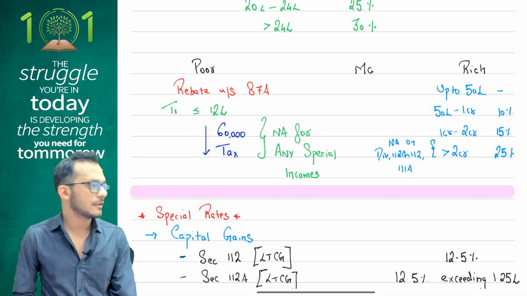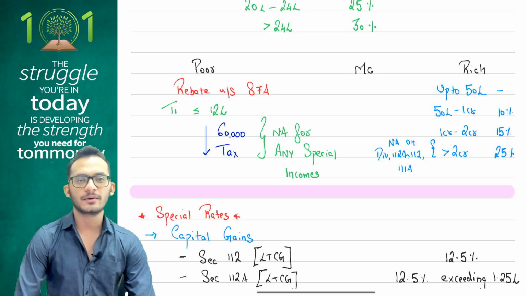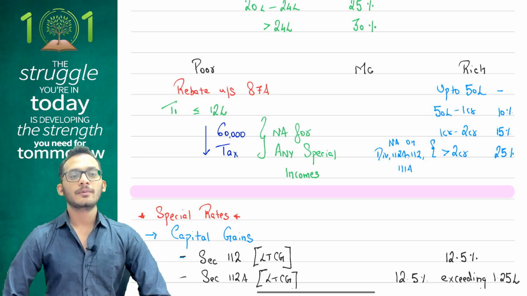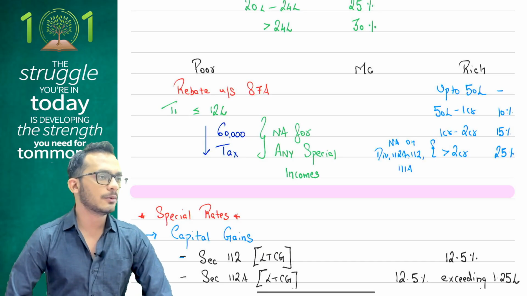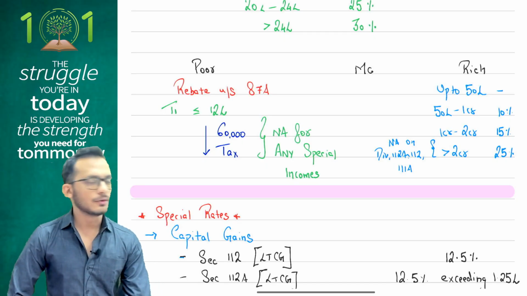That is what we discussed. Yes, then we have our special tax rates. Special tax rates, like capital gains. 112A becomes 12.5%, exceeding 1.25 lakhs.